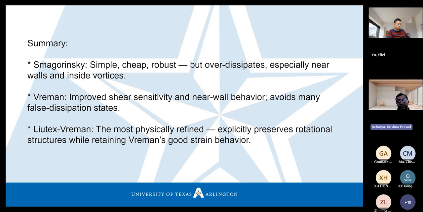Let us summarize the three models in a single line. Smagorinsky, the model is considered simple, less expensive compared to others, robust, but over-dissipates, especially near walls and inside vortices. Vreman model, it is improved over Smagorinsky in shear sensitivity and near wall behavior. It avoids many false dissipation states. And Liutex Vreman, the most physically refined, explicitly preserves rotational structures while retaining Vreman's good strain behavior.